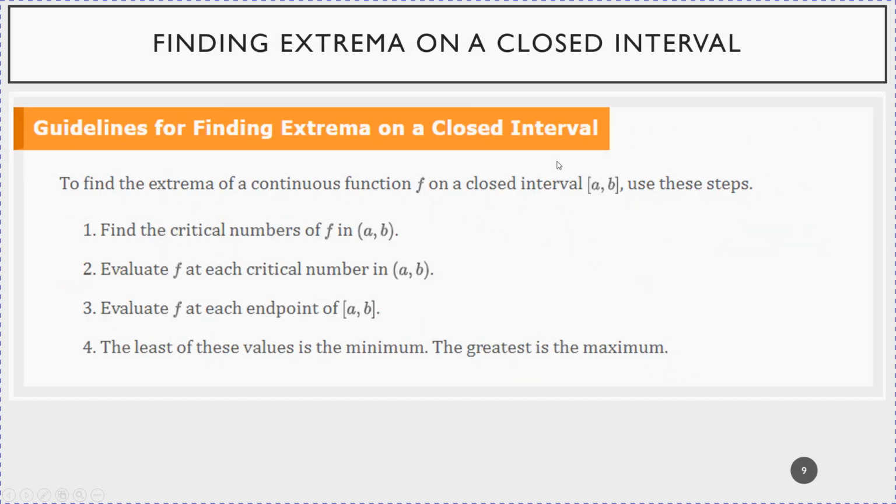To find extrema of a continuous function f on a closed interval from a to b, we're going to use the following steps. First thing we're going to do is find the critical numbers of f in the open interval (a, b). Then you're going to notice I'm going to do these next two steps simultaneously.